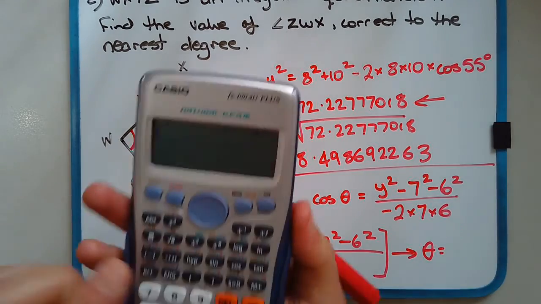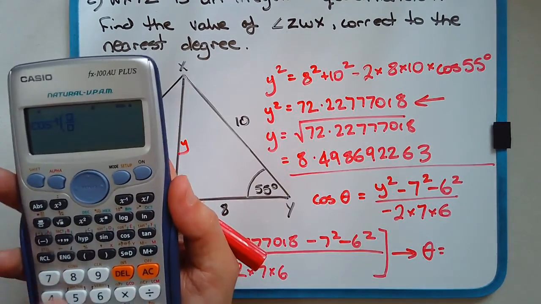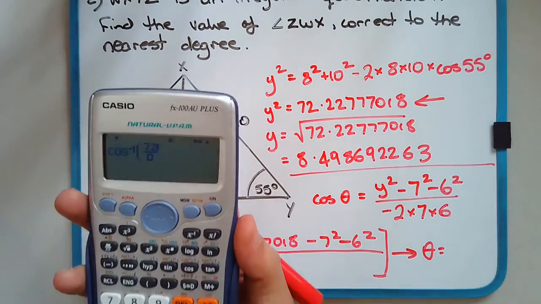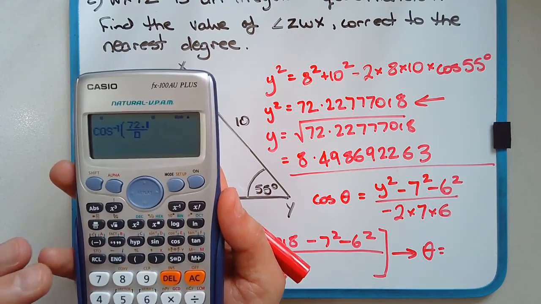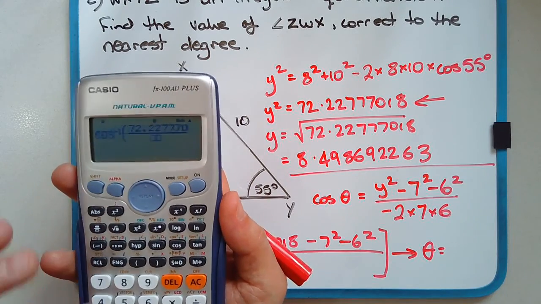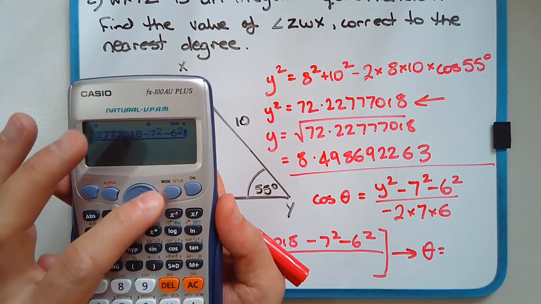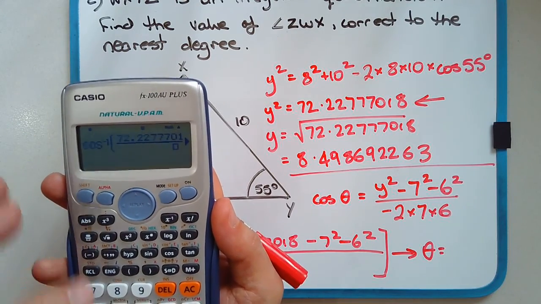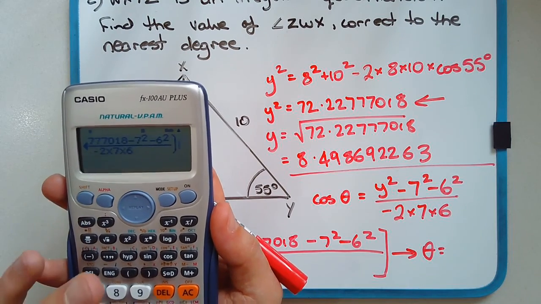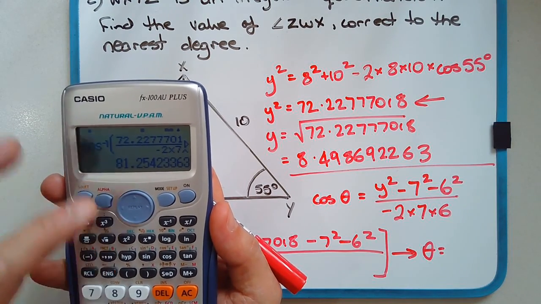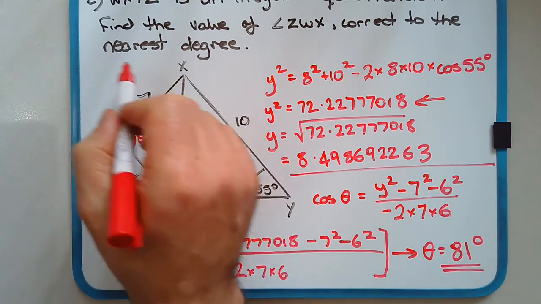That's to the nearest degree. So let's do that. Shift cos. Open brackets. So 72.2277718 minus 7 squared minus 6 squared over negative 2 times 7 times 6. Close brackets. And we get 81 degrees, and that's to the nearest degree.